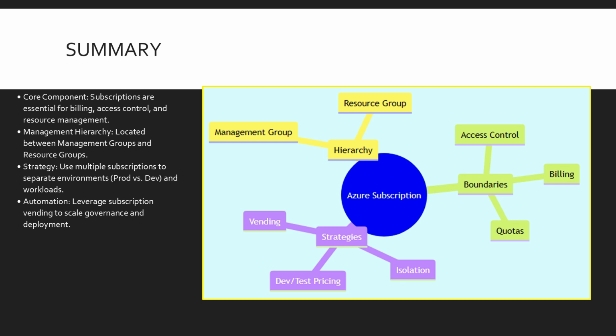Our final mind map centers on Azure subscription. It branches out into three key areas: hierarchy, showing its place between management groups and resource groups; boundaries, listing billing, access control, and quotas; and strategies, summarizing isolation, dev/test pricing, and vending. This provides a complete mental model of the subscription's role in Azure architecture.